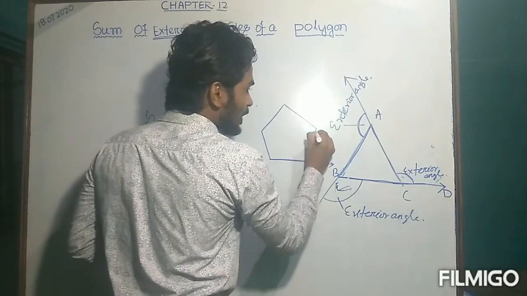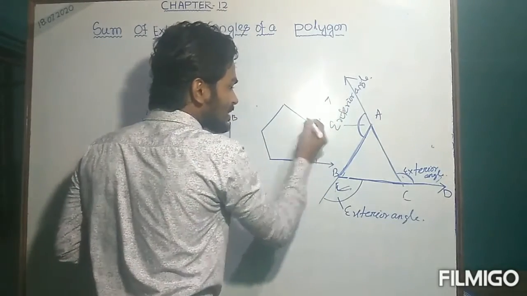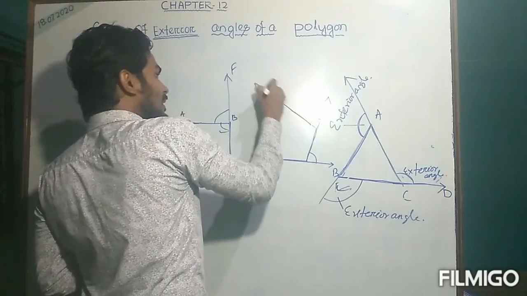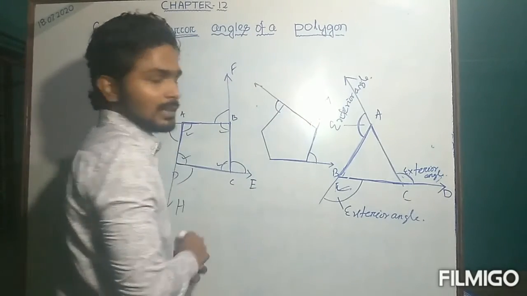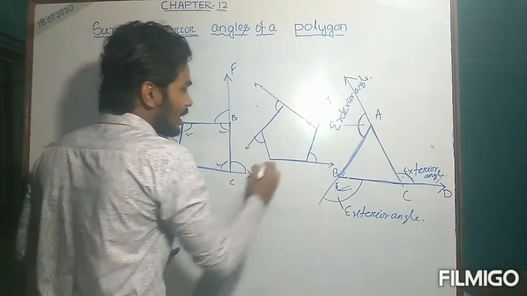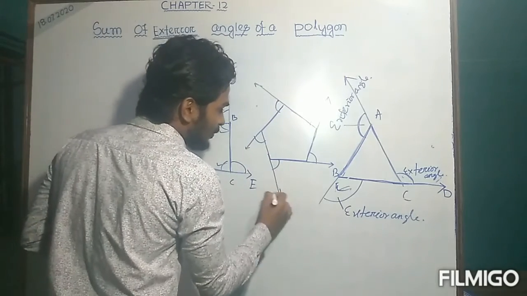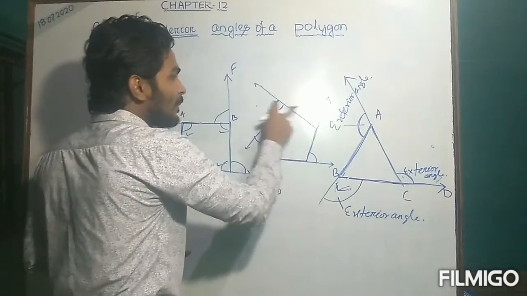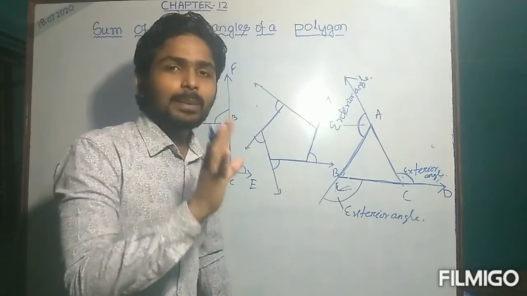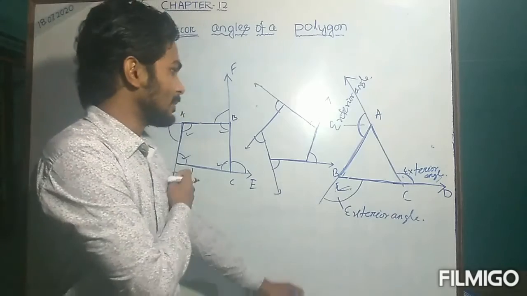Again, produce this side towards the right. This is the second exterior angle. Produce it towards the right. This is the third exterior angle. Now this is the fourth exterior angle. Now this is the fifth exterior angle. So how many exterior angles can you get from a pentagon? You can get 5 exterior angles from a pentagon.